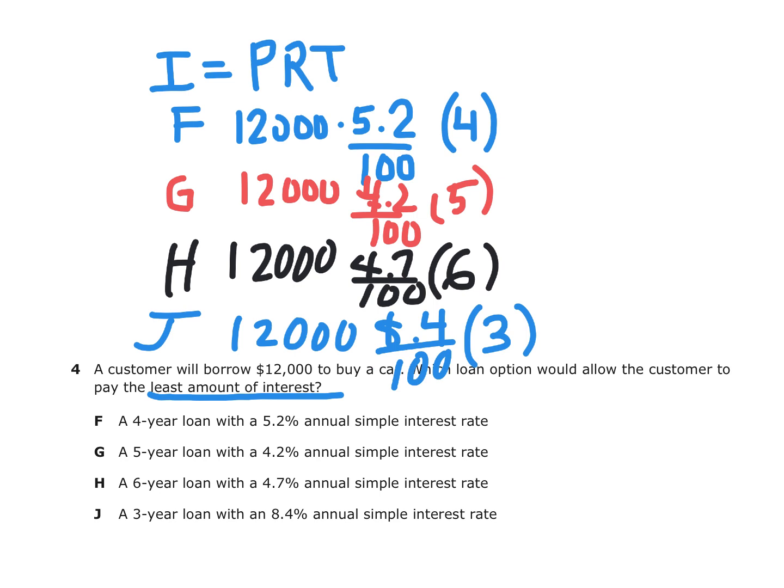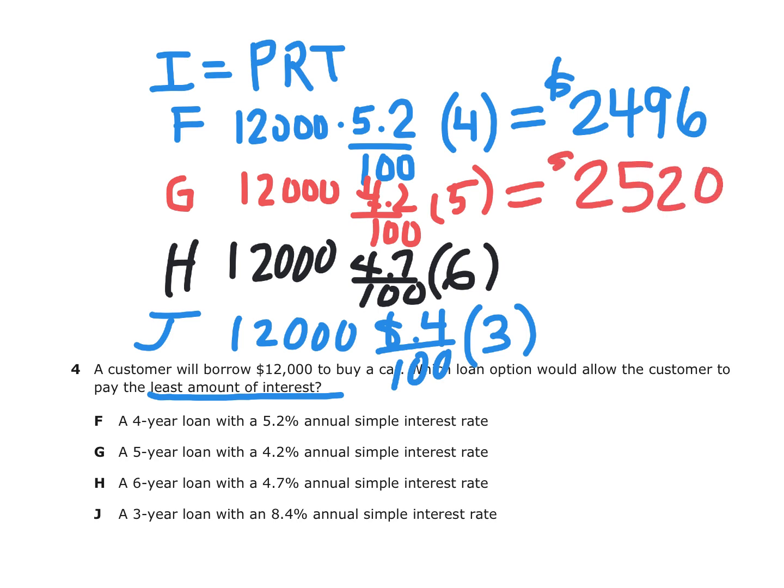So using your calculator, for answer F, we're going to have 12,000 times 5.2 divided by 100 times 4. And that one gives us 2,496. That would be $2,496 in interest. Okay, let's take a look at the next one, option G, which would be 12,000 times 4.2 divided by 100 because of the percent, times 5 years. That one's going to be 2,520. That's the amount of interest there.